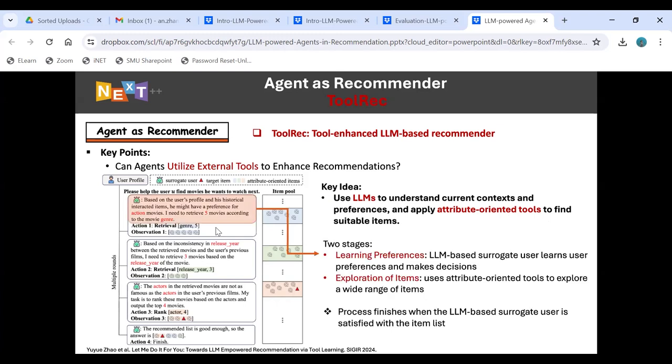So basically, the first step is trying to learn the preference. The large language model-based agent learns user preference and makes decisions. Like, actually, it has a preference for action movies. So then it will explore the items. It uses the attribute-oriented tools to explore a wide range of items. Like here, it will have action movies, and 5 action movies are listed here.